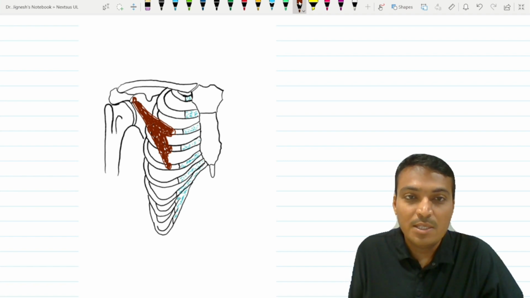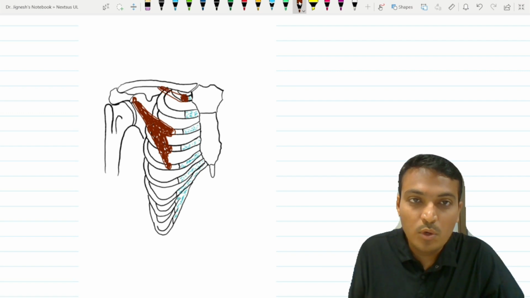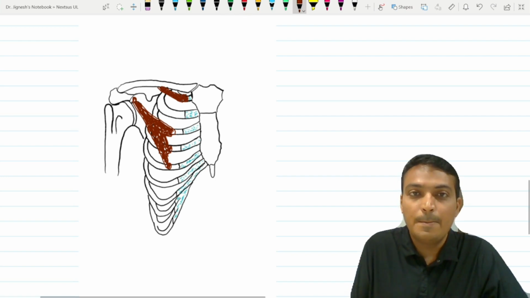The subclavius muscle is going to arise from the costochondral junction of the first rib, and this muscle passes on the lateral side and is going to insert over the groove, that is the subclavian groove, under the middle one third of the under surface of the clavicle. So this muscle is the subclavius muscle.